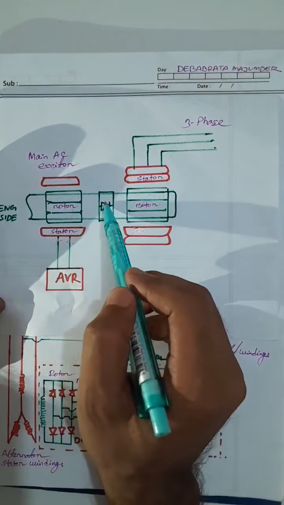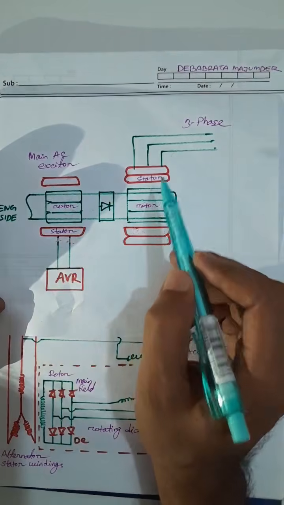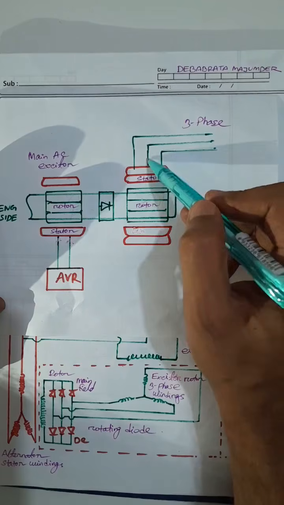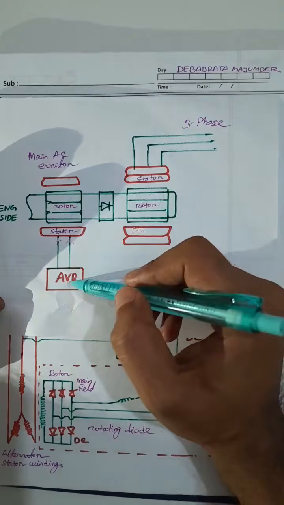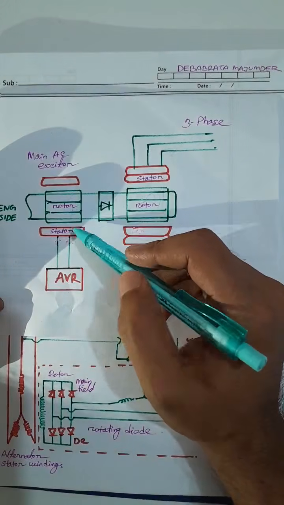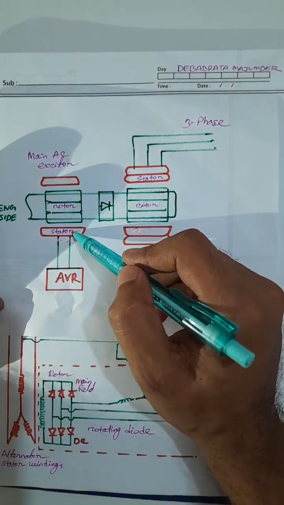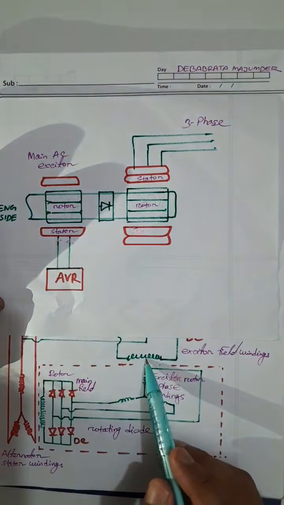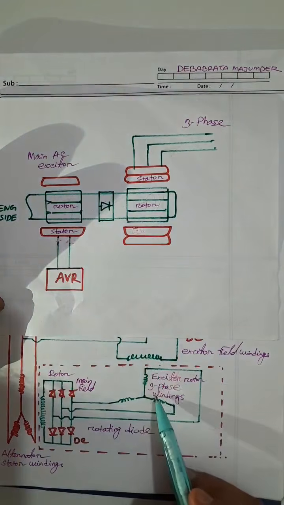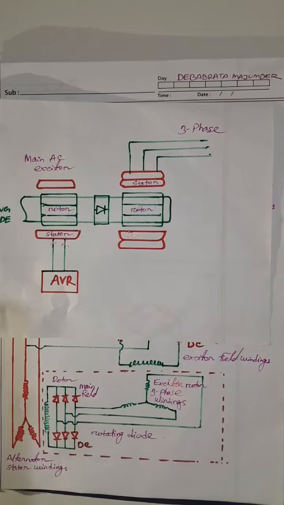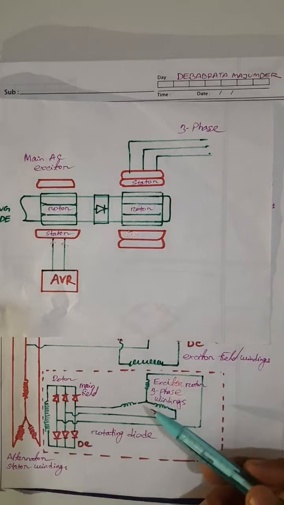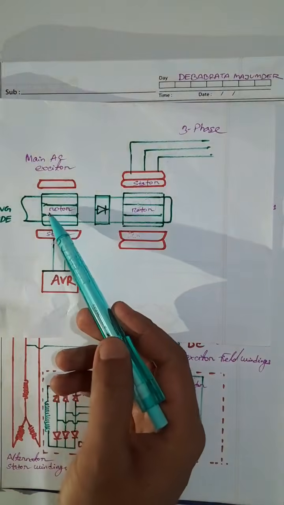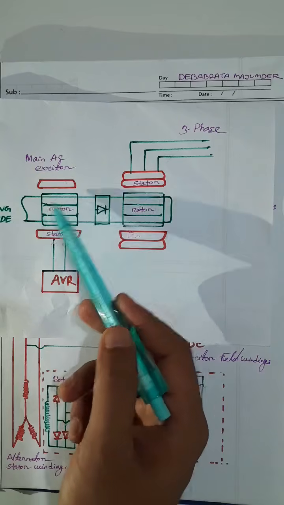This is the rectifier, this is the main rotor, this is the main stator, and the three-phase supply is drawn from the stator. So the AVR controls the excitation in the stator windings. As there is a DC voltage in the exciter field windings, and this rotor is rotating, that's why AC current is induced in the rotor windings.